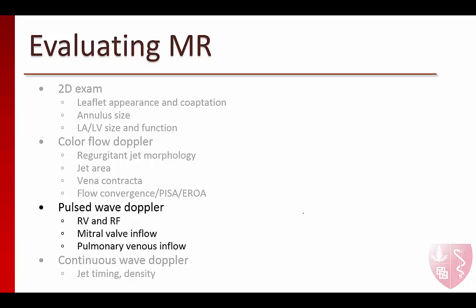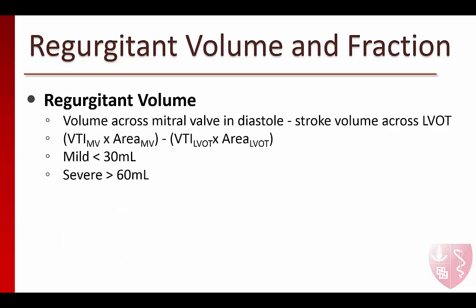Next, let's look at the use of pulse wave Doppler to evaluate MR. Regurgitant volume and regurgitant fraction, like EROA, rely on the continuity principle. The regurgitant volume is the amount of blood that is backing up through the mitral valve during systole and is calculated by subtracting the transaortic stroke volume from the transmitral stroke volume.